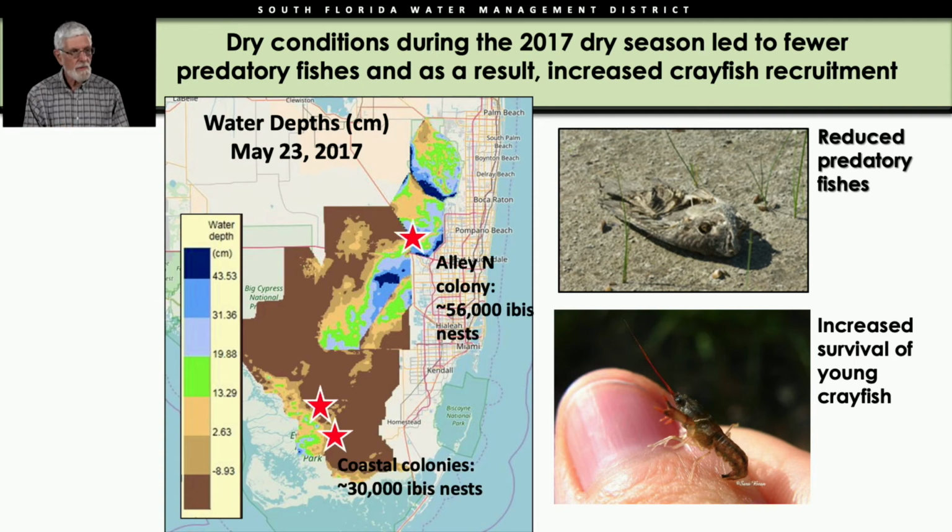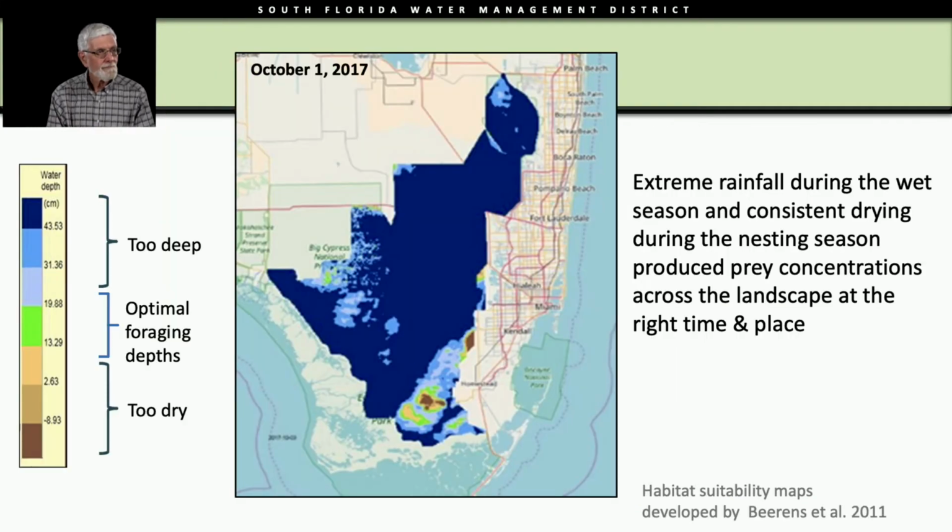Notice also where these colonies were in relationship to where water levels were left, or where foraging was actually pretty good, which is the green. So what happened when the wet season came, the extreme rainfall and the consistent drying during the nesting season produced prey concentrations across the landscape just at the right time and place.